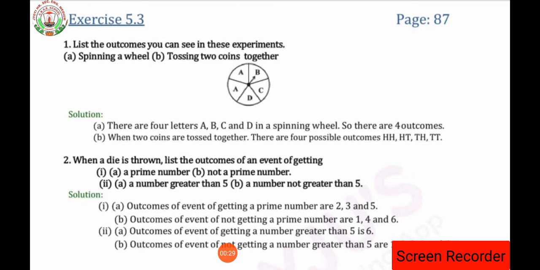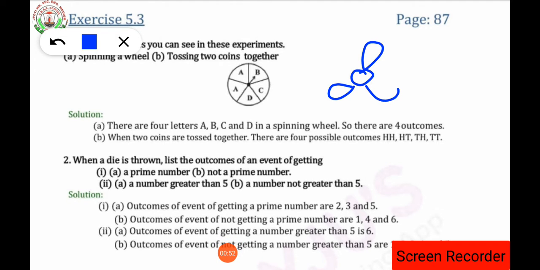So what is the first question of exercise 5.3? Here the first question arises: list the outcomes you can see in these experiments. So here we have two experiments: spinning a wheel, and tossing two coins together. Spinning a wheel, everybody knows. We can take the example of a ceiling fan. How does the ceiling fan look? It can rotate in the clockwise direction, isn't it?